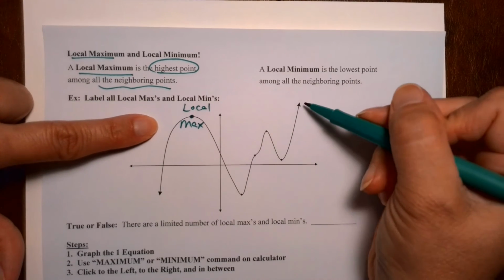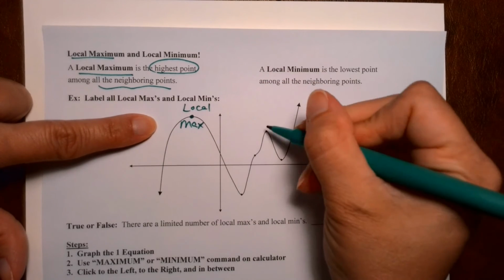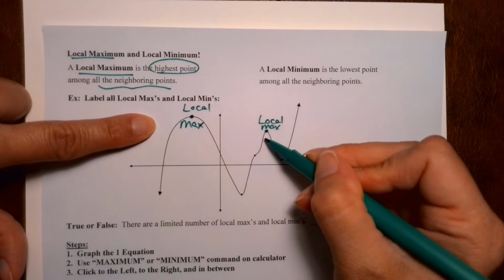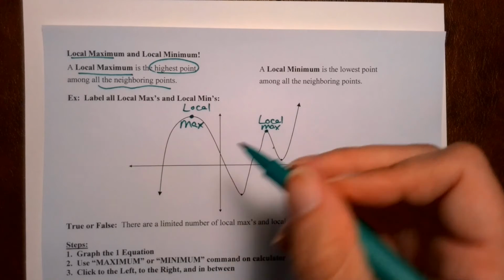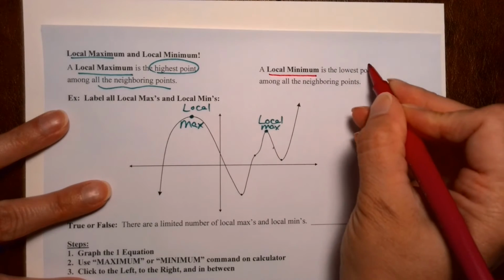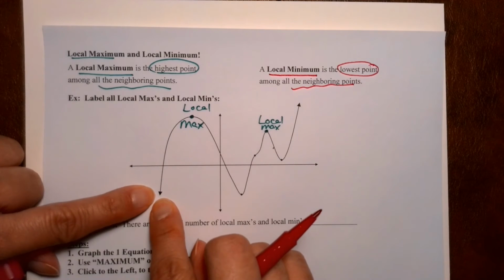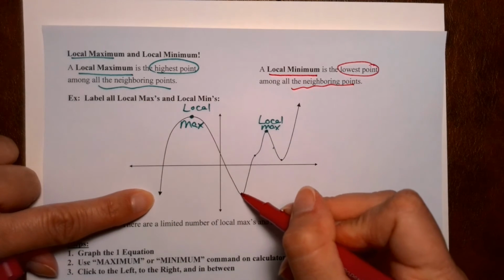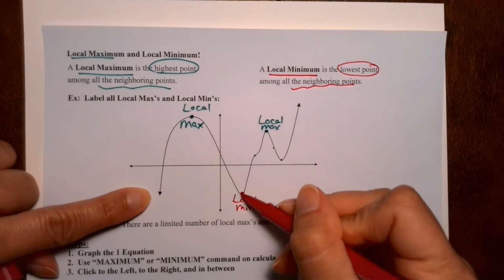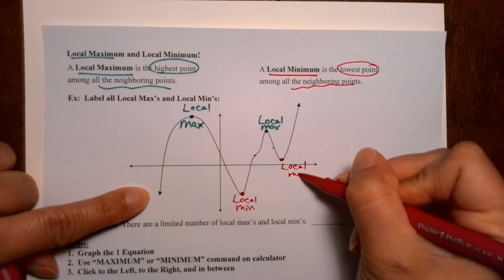The absolute maximum would be going up to infinity. But for this area, he's the highest. Right here, I have another local maximum. Everybody to the left and the right of him is lower. How about a local minimum? A local minimum is the lowest point among the neighboring points. I know that negative infinity is definitely the lowest, but this point right here is a local minimum. He's the lowest point for everybody around him. Same thing right here, local minimum.